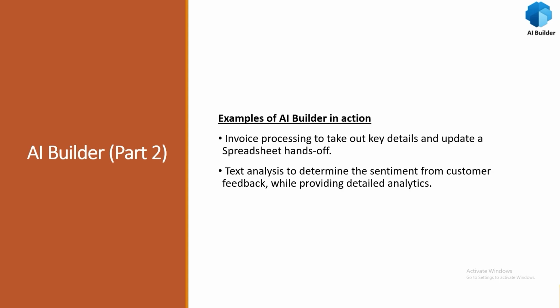Two examples of AI Builder in action is invoice processing to take out key details and update a spreadsheet hands-off. So what you can do is you can combine Power Automate and the AI Builder to process an invoice, so the AI Builder can take all of the data from that invoice and you can use Power Automate to populate that into a spreadsheet. And then you've also got text analysis to determine the sentiment from customer feedback. So you can analyze text using the AI Builder, put that in a visualization for you to see how customers are reacting to certain aspects of your business.